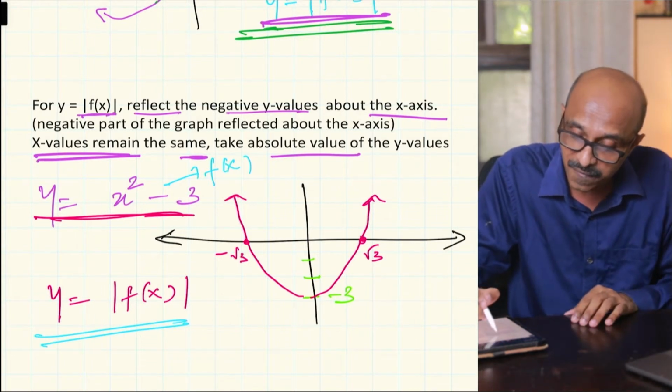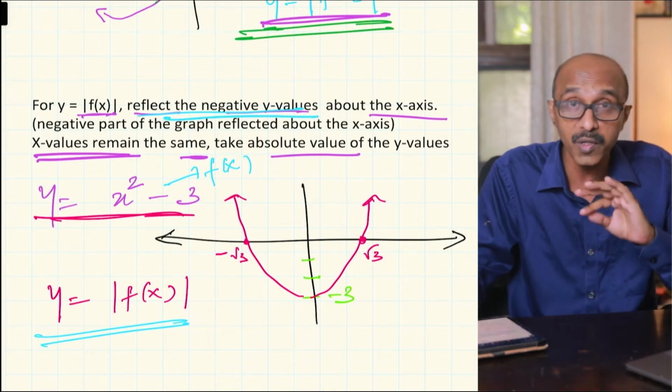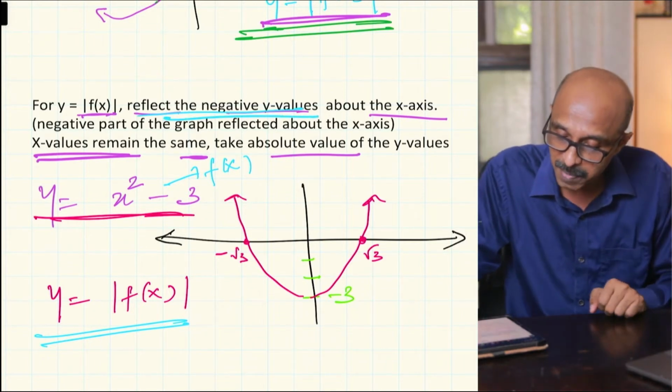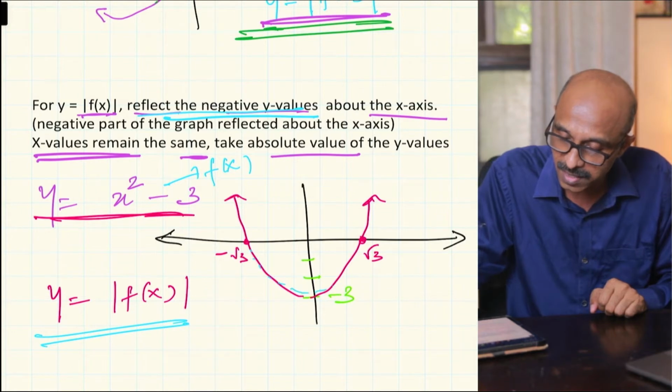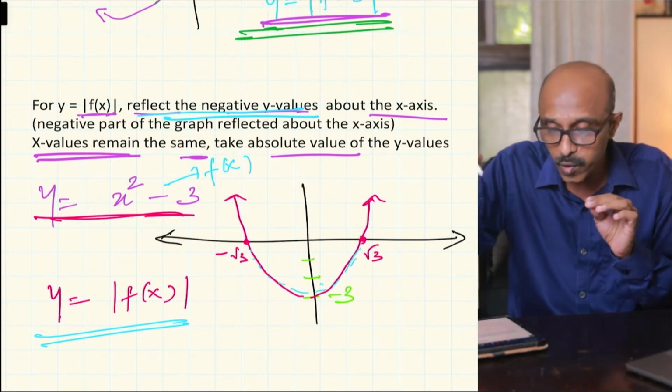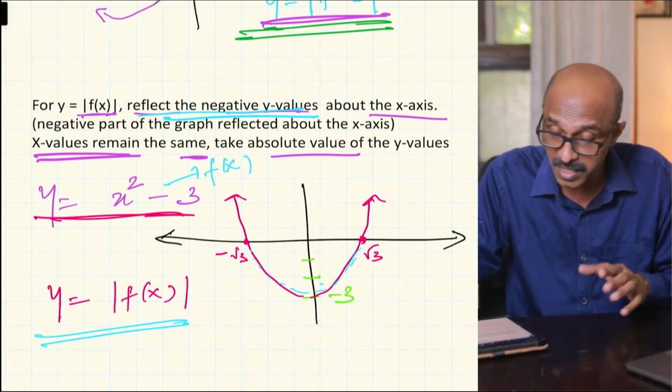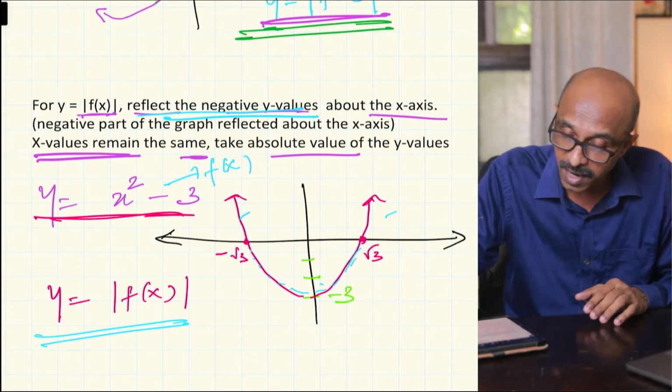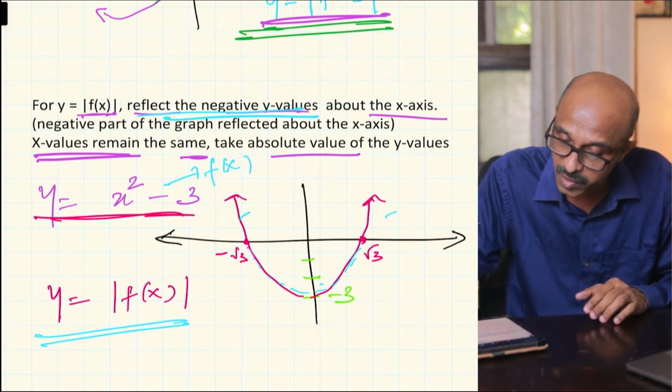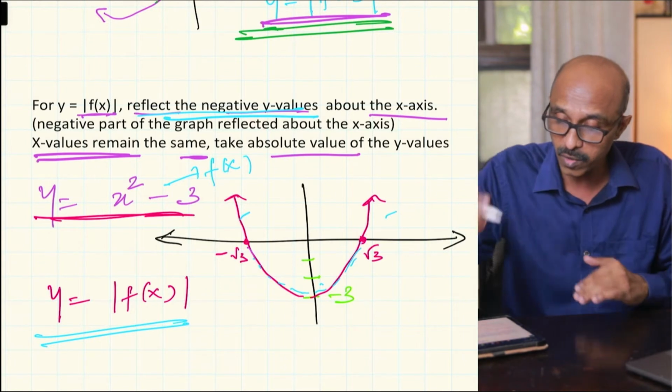What did we say? We are reflecting the negative y values about the x-axis. So this is where the graph is negative. These are the negative y values. Only that portion gets reflected. Everything else remains. This is positive, this is positive. Where is the graph negative? Just this part is negative. So we are going to flip it across the x-axis.